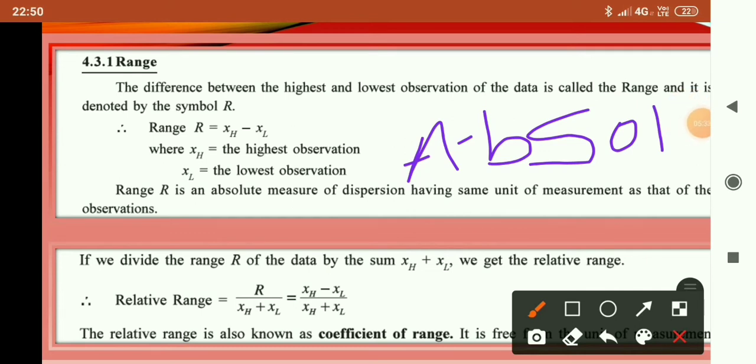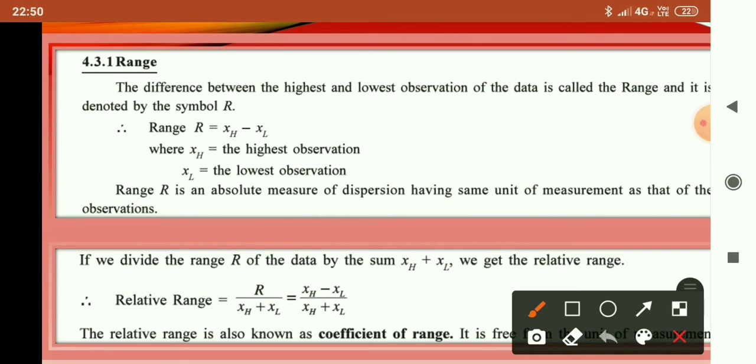Okay, this formula is the absolute measure. Next is relative measure. Here you can see it is written: absolute measure of dispersion has the same unit as the observation. Now next is relative. If we divide the range, R, by XH plus XL, we will find the relative range. That means R upon XH plus XL.